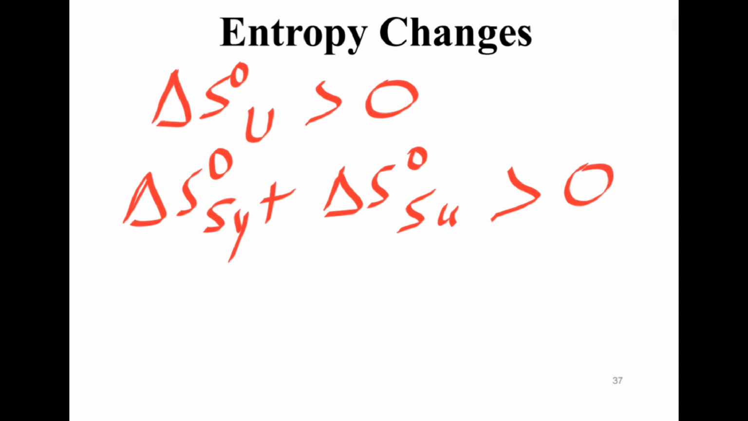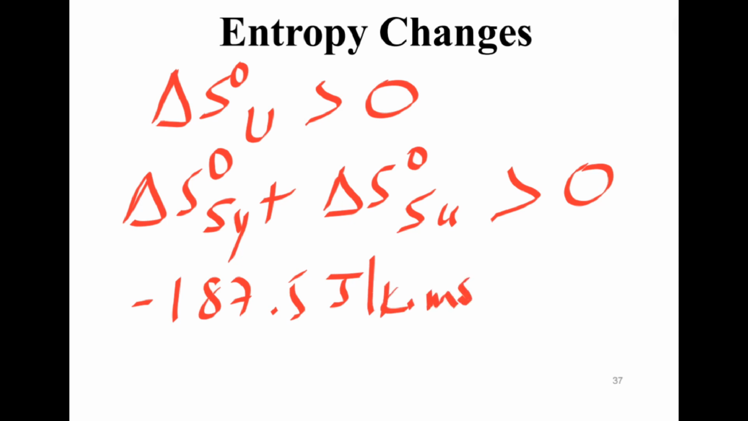So for a spontaneous reaction, entropy of the universe should be greater than 0. Entropy of the universe is the same as entropy of the system plus entropy of the surrounding, and this should be greater than 0. The value of the entropy of the system is negative 187.5 joule per Kelvin per mole plus 120 joule per Kelvin per mole.